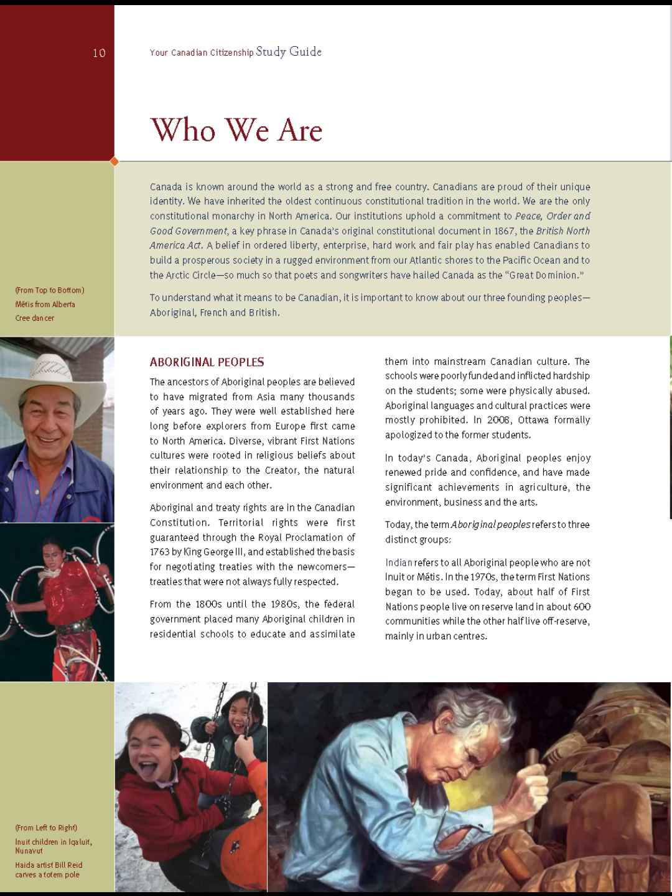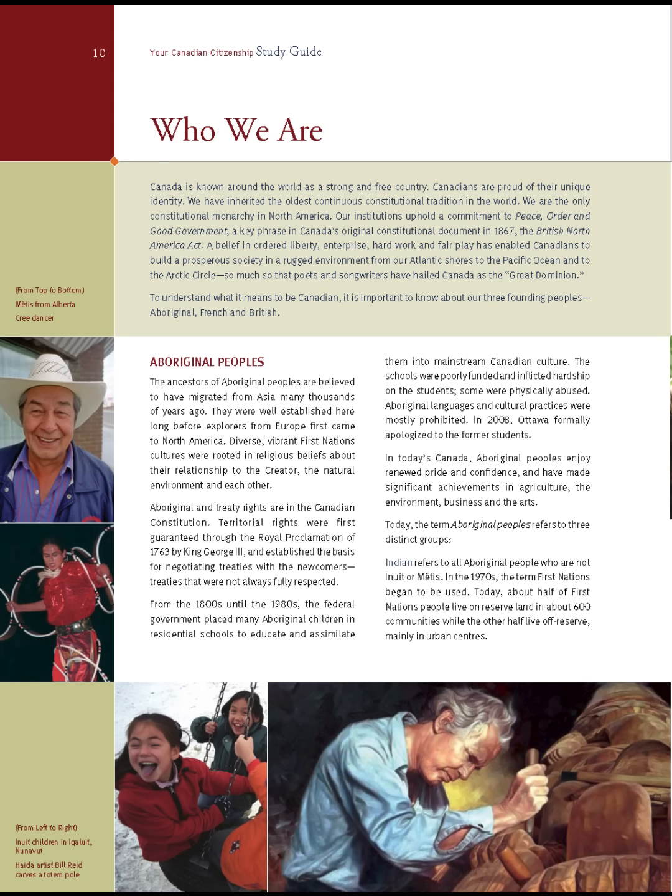From the 1800s until the 1980s, the federal government placed many Aboriginal children in residential schools to educate and assimilate them into mainstream Canadian culture. The schools were poorly funded and inflicted hardship on the students. Some were physically abused. Aboriginal languages and cultural practices were mostly prohibited. In 2008, Ottawa formally apologized to the former students.